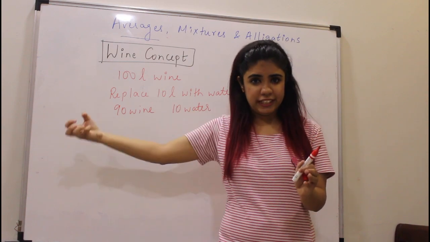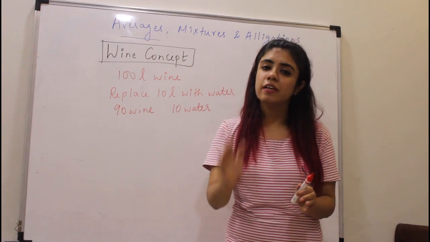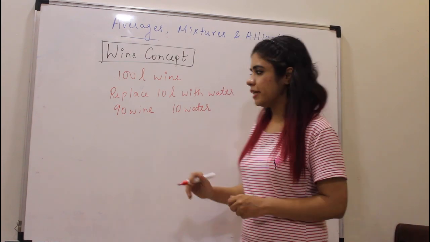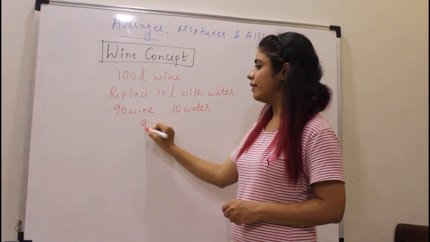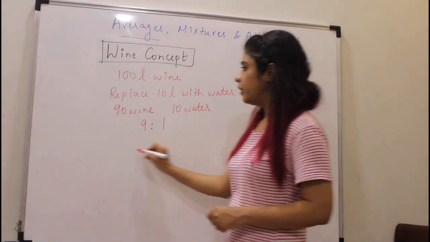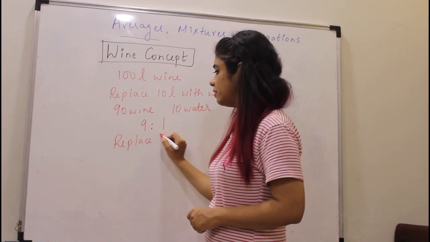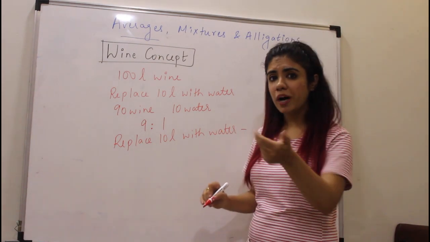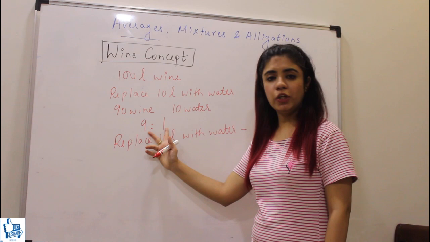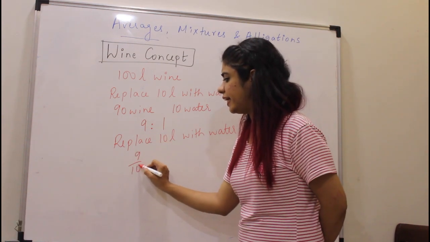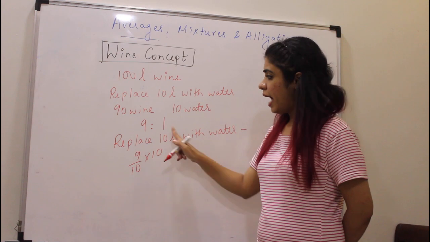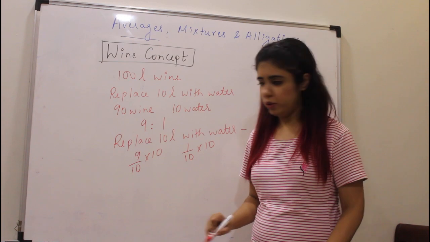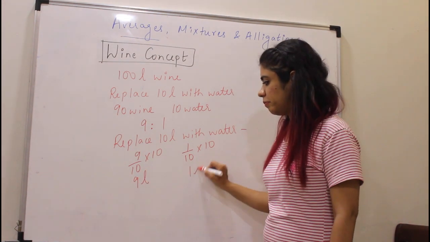When you remove 10 liters, some part of wine will go, some part of water will go. Now the question is, how much wine will go and how much water will go? See, the ratio of wine and water will be 9:1. Now when I replace 10 liters with water, how much wine will go? It will be 9 upon 10 of 10 liters, so wine will go, and 1 upon 10 of 10 liters, so water will go. So this is nothing but 9 liters, and this is nothing but 1 liter.